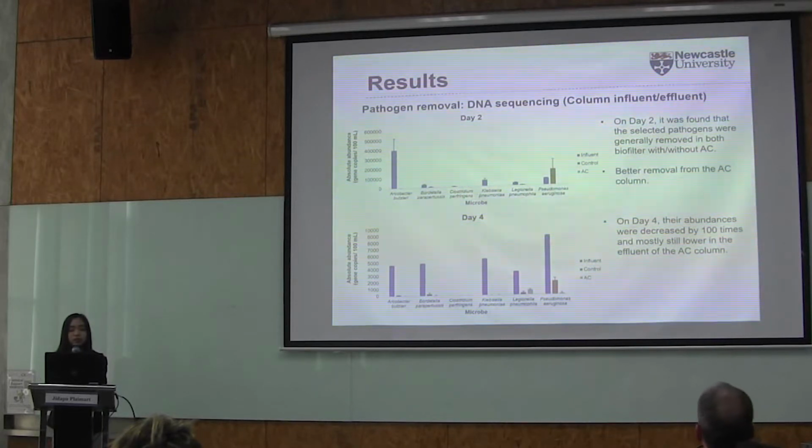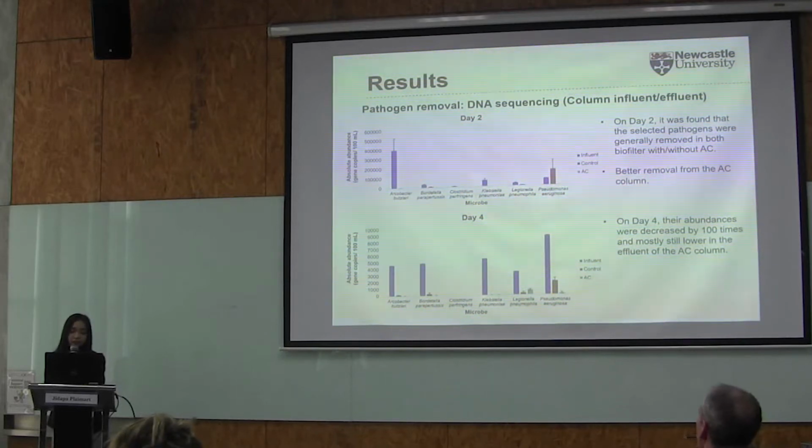Now, looking into the DNA sequencing. The DNA from column influent and effluent was sequenced. I then selected 6 putative human pathogens listed in the UK Health and Safety Executive list. The first 3 microbes can cause diarrheal illness like food poisoning. The last 3 microbes can cause infections.